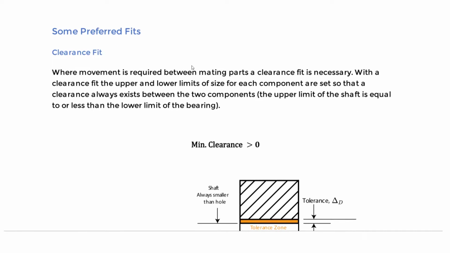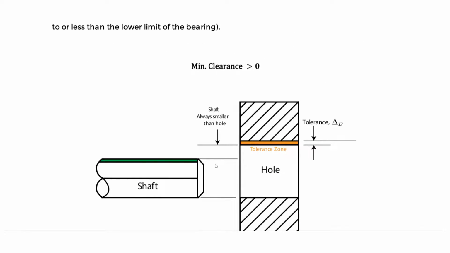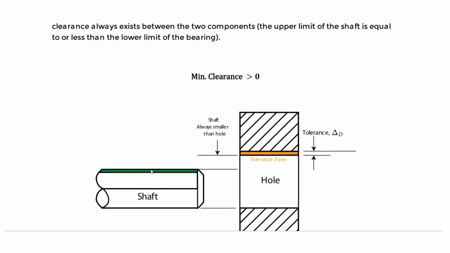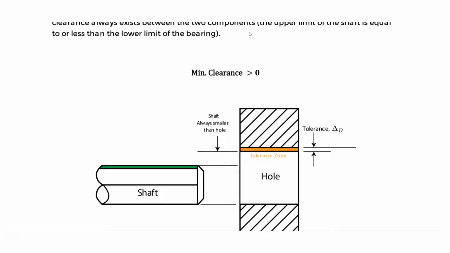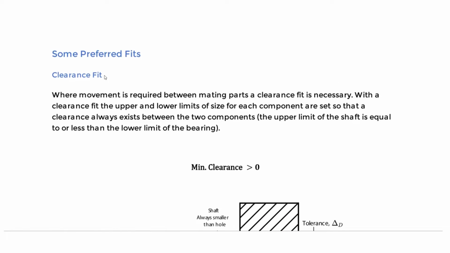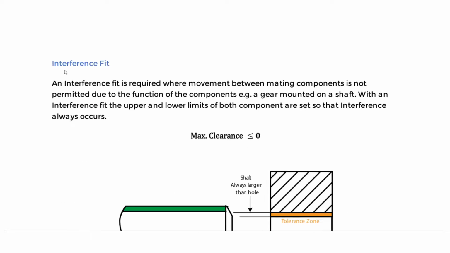The clearance is, we know the shaft is always smaller than the hole. That's what we're talking about there. But the most important thing is the minimum clearance value is always bigger than 0. So we always need that minimum clearance. You can just find that. If it's bigger than 0, you have a clearance fit. Then you move on to the interference.